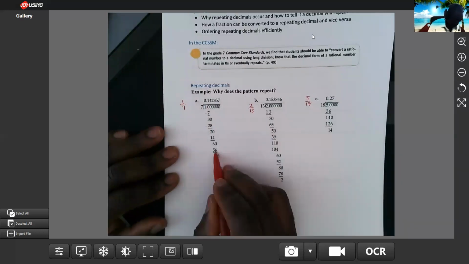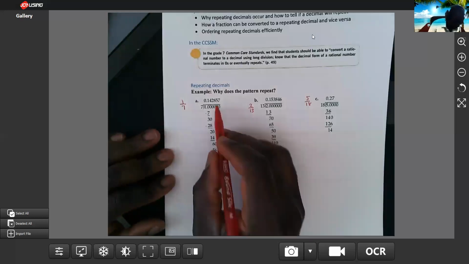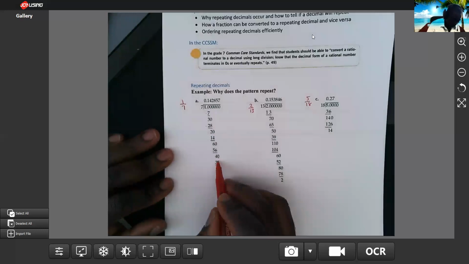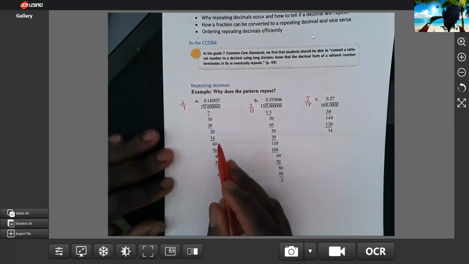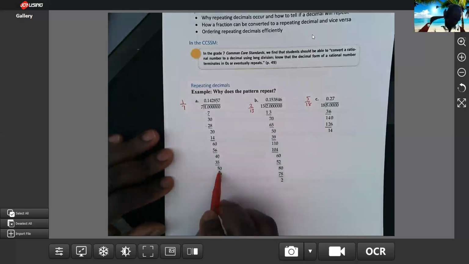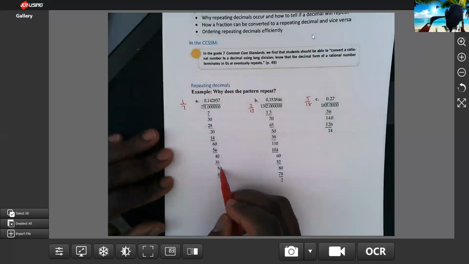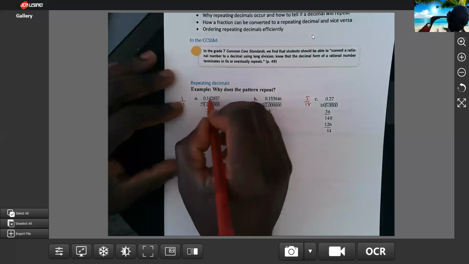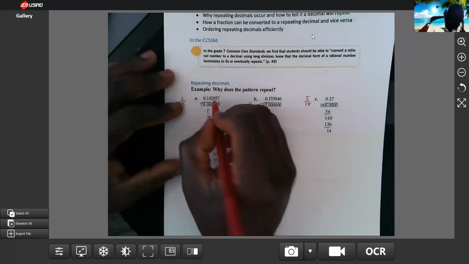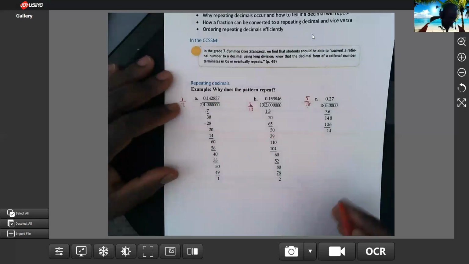7 into 60 is 8. 8 times 7 is 56. Subtract, you get 4. You add 0. You get 40. 7 into 40 is what? 5. That's what we had, a 5. And then we get 5 times 7 is 35. Subtract, you get 5. And then add another 0. That's 50, 7 into 50 is 7, that's 49. Subtract to get 1. Now, why does this pattern 1, 4, 2, 8, 5, 7 repeat?